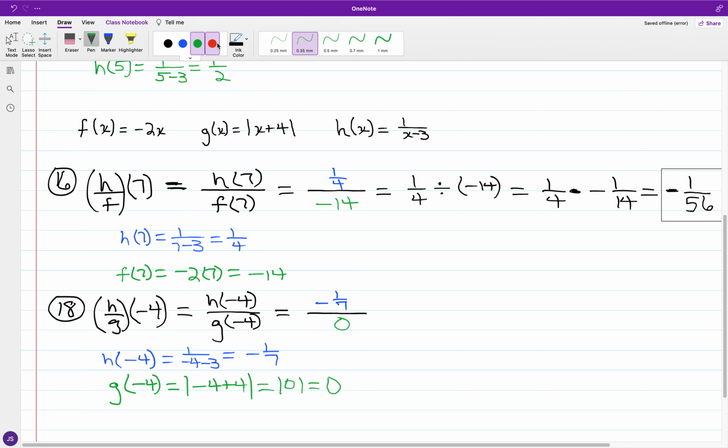And it is at this point that you can stop, because for this denominator, that is a 0 value. So it's going to turn out that for h over g of negative 4, this will end up as undefined. So there's no real solution in this one.